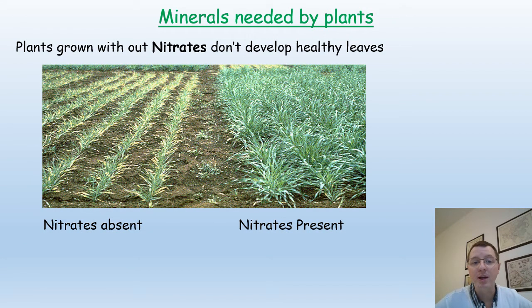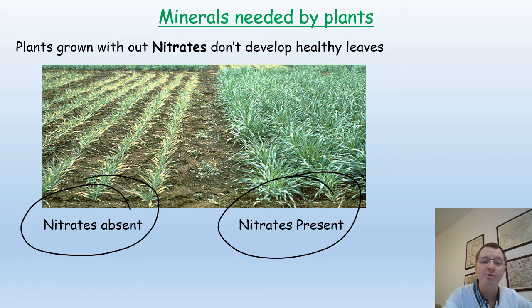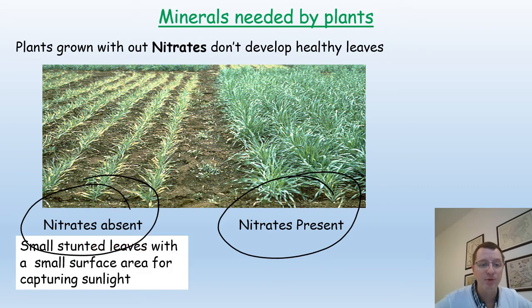Plants grown without nitrates, they don't develop very healthy leaves. Again, we can see the normal plants here where we've got nitrates present and the mineral deficient plants with nitrates absent. So in the mineral deficient plants we get very small stunted leaves with a very small surface area for capturing sunlight, so less photosynthesis, less glucose and less growth.